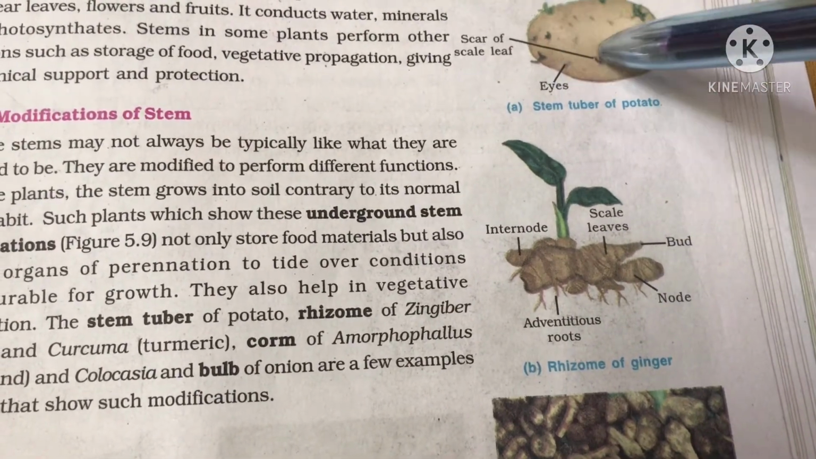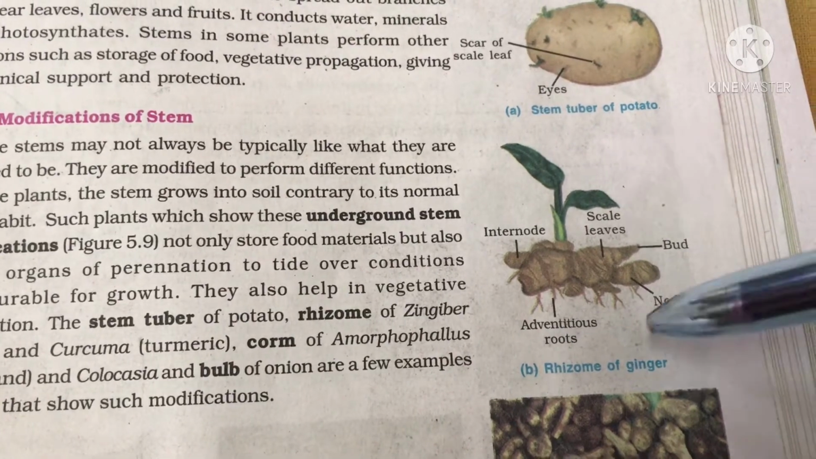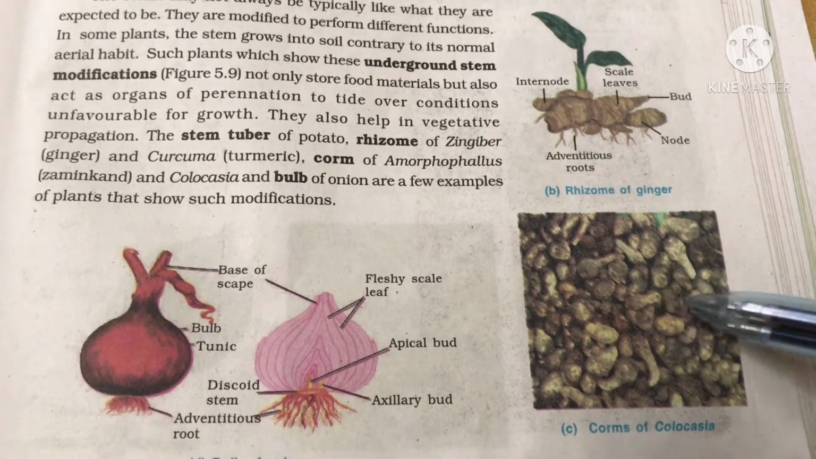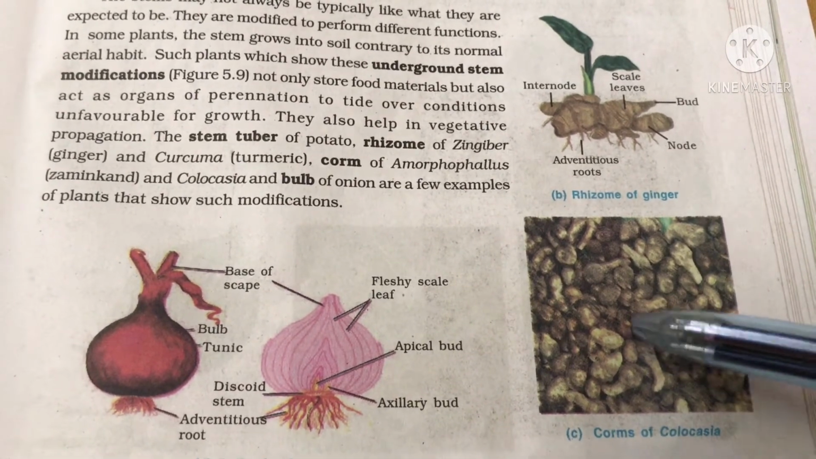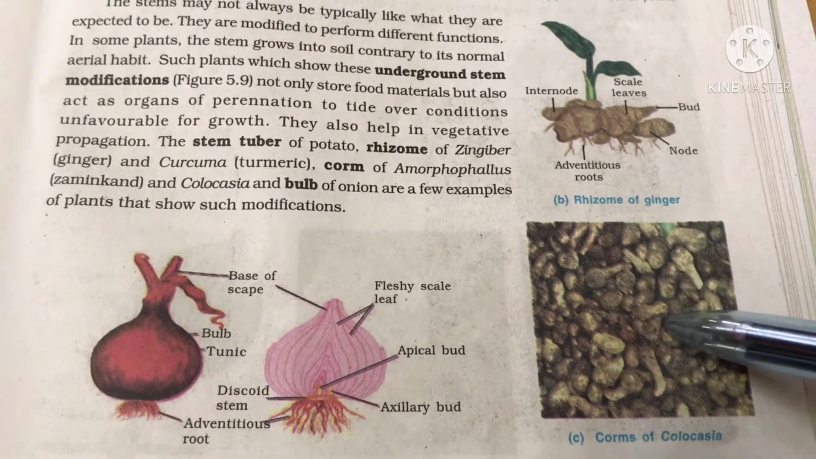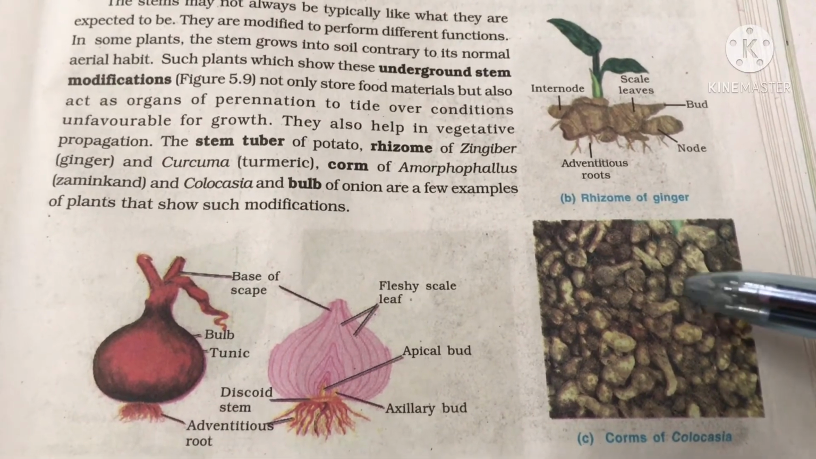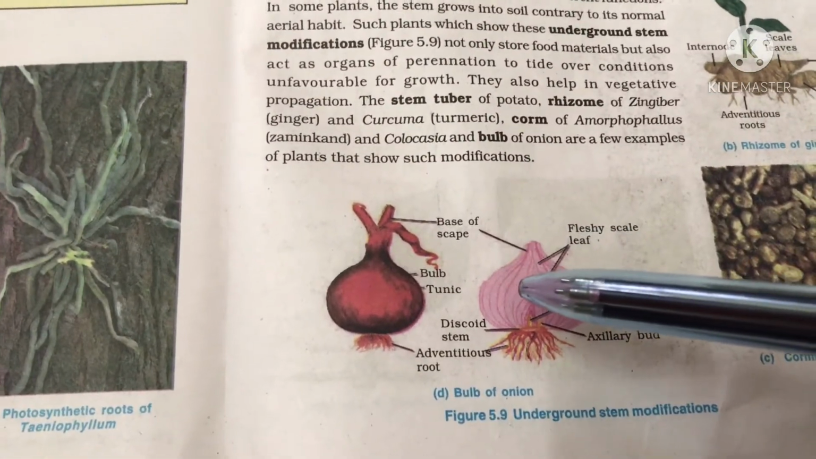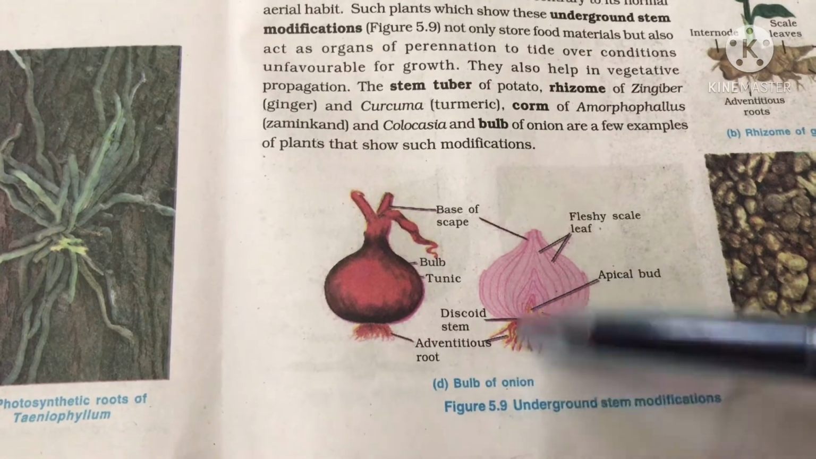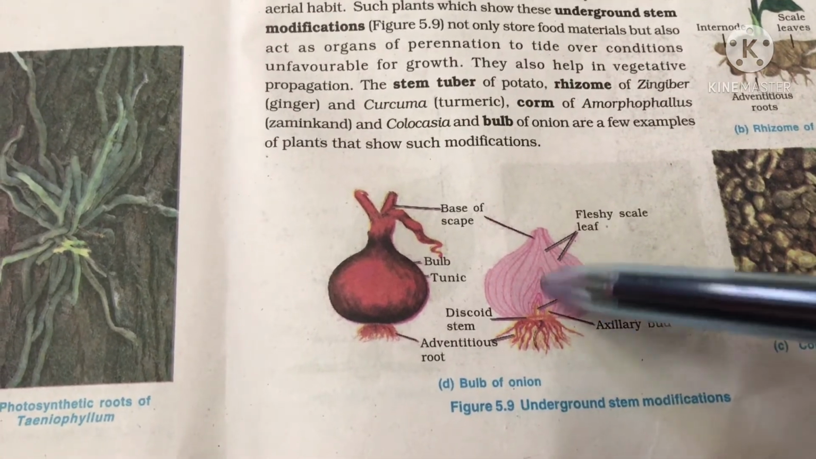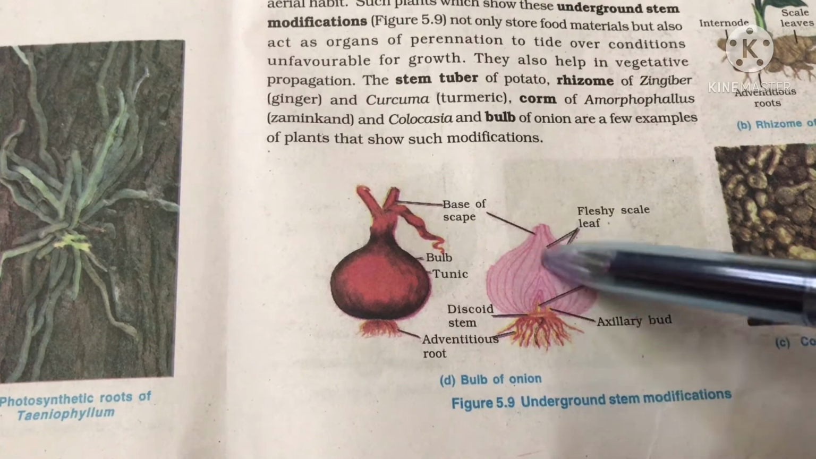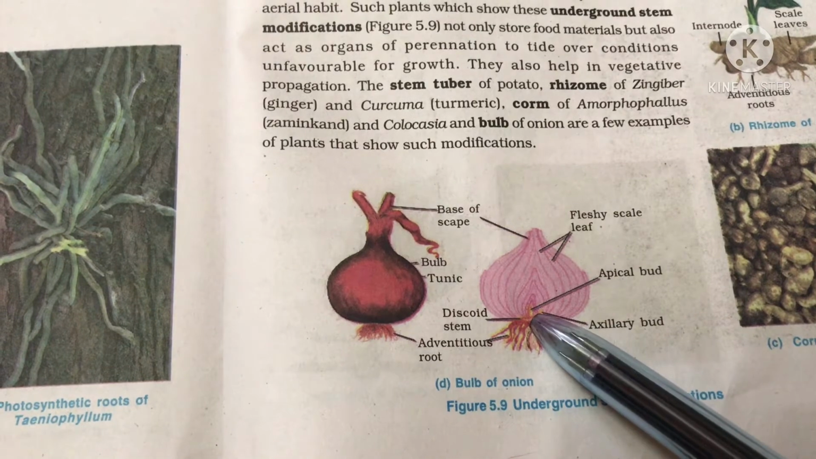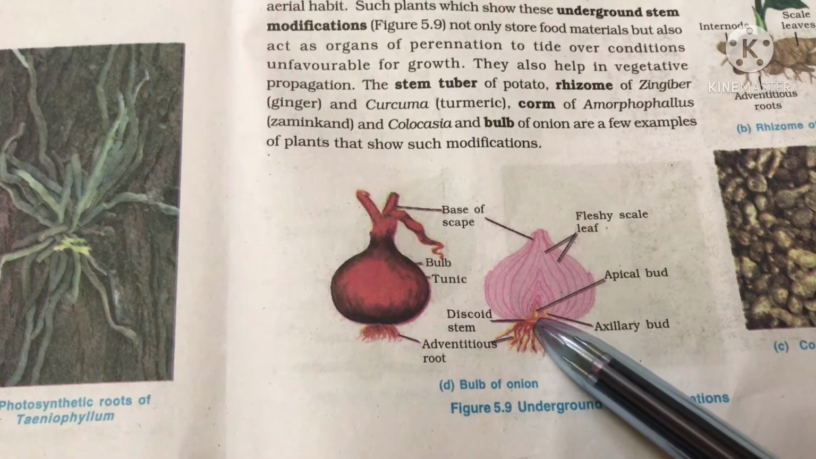First one is stem tuber of potato. Second one is rhizome of ginger. Then third one is corms of colocasia, which is used as a vegetable. Then you observe the last one is bulb of onion. Do you know this bulb? This is the leaf base part, the fleshy part. Here this is the stem part. This stem is a discoid stem.